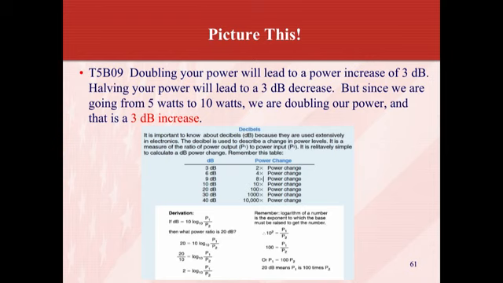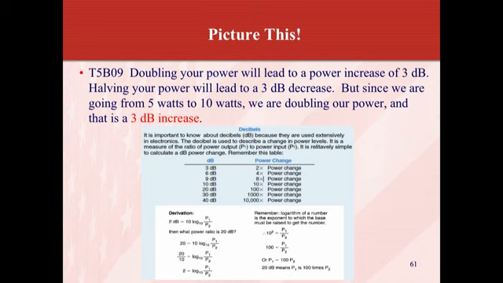Doubling your power will lead to a power increase of 3 dB. Halving your power will lead to a 3 dB decrease. Since we're going from 5 watts to 10 watts, we're doubling our power, and that's a 3 dB difference. It's important to know about decibels because they're used extensively in electronics. The decibel is used to describe a change in power levels. It is a measure of the ratio of power output P1 to power input P2.